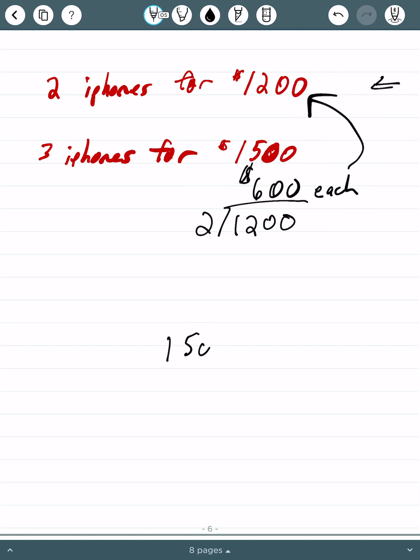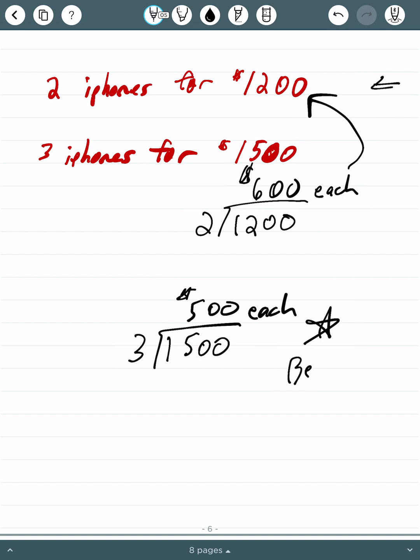Let's go see what the unit rate is on the bottom one. Look here. It's $500 each. Would you rather spend $600 on something or get the exact same thing for $500? I hope you'd rather spend $500 and save yourself $100. So this one is the better buy.